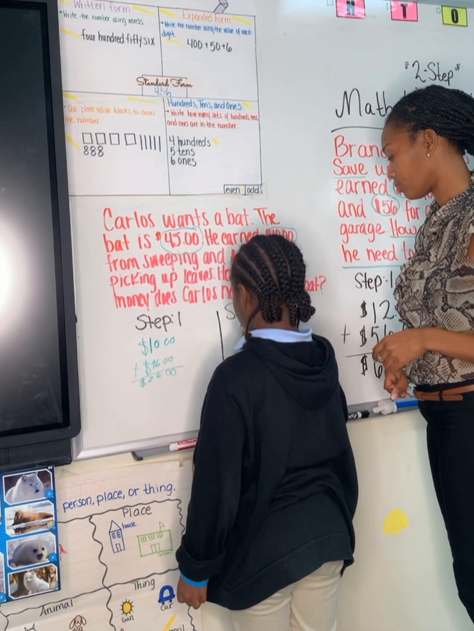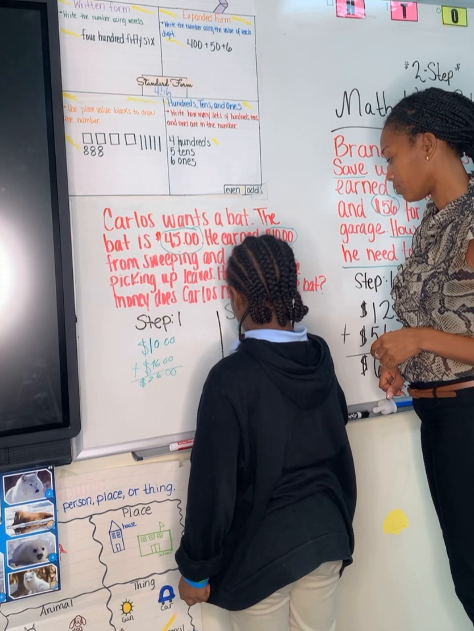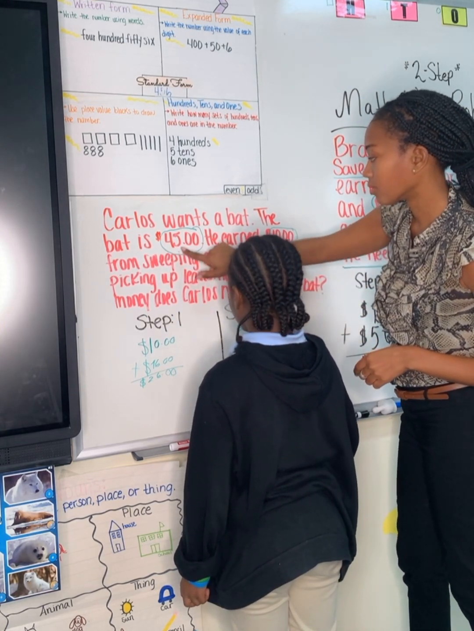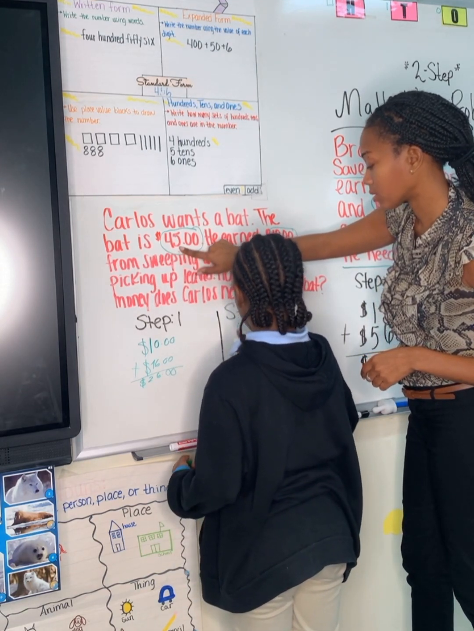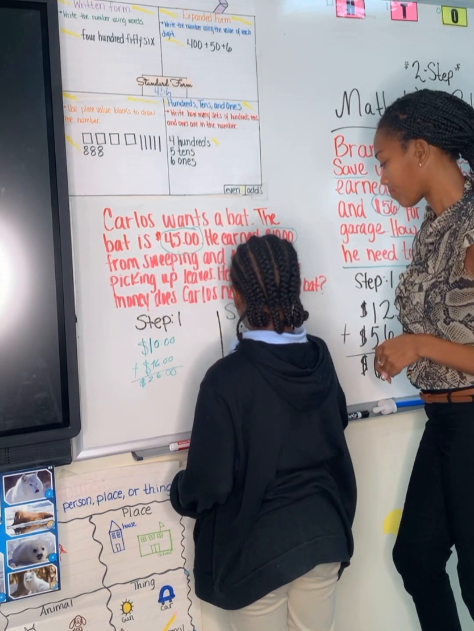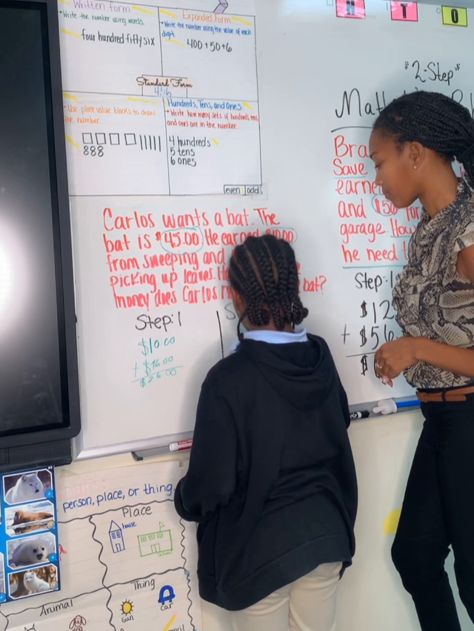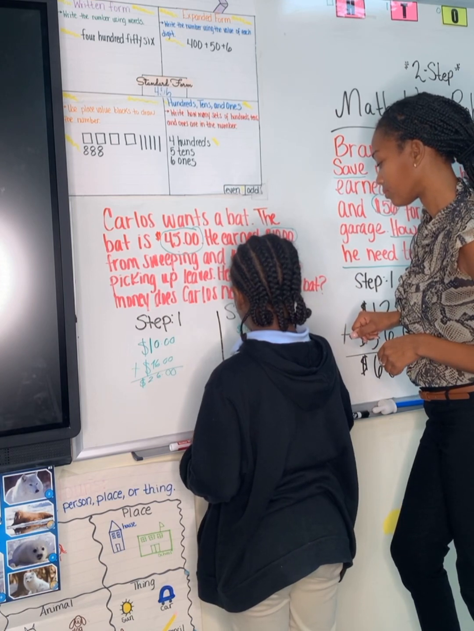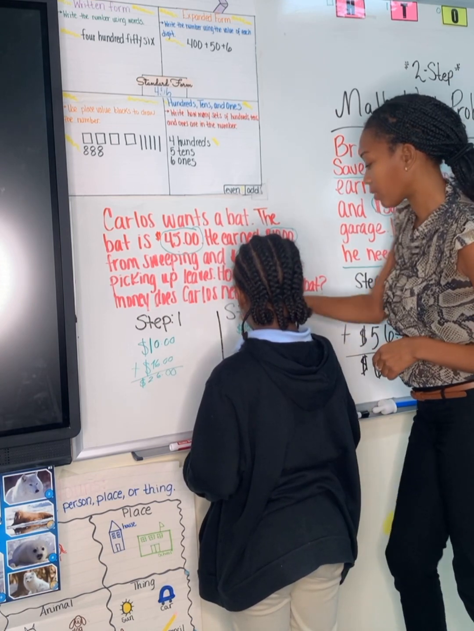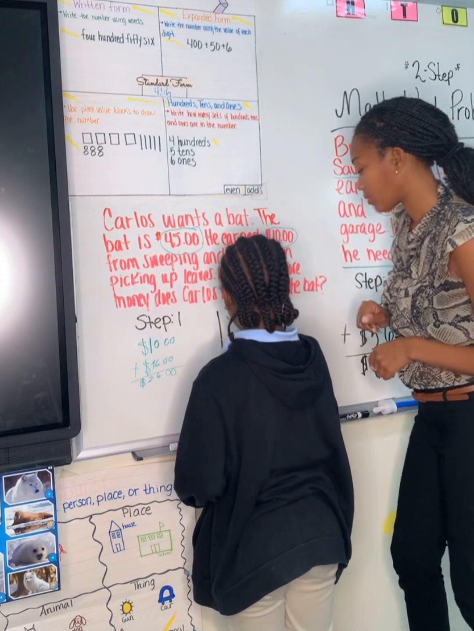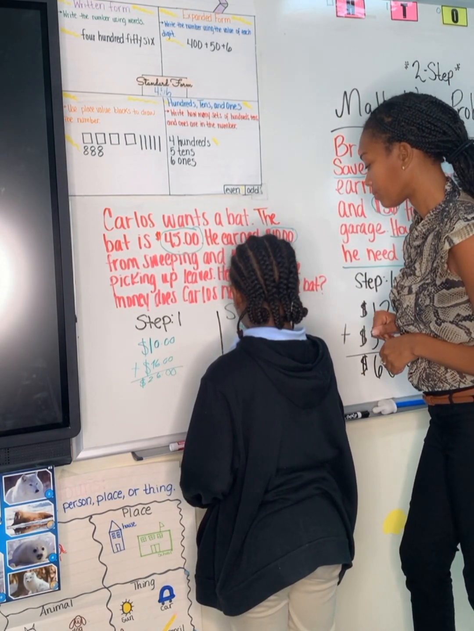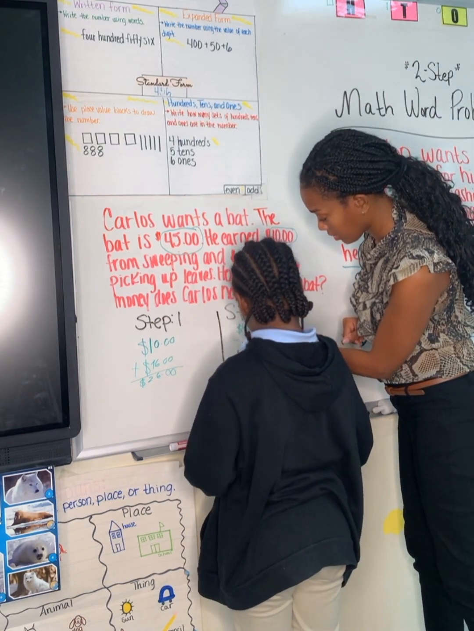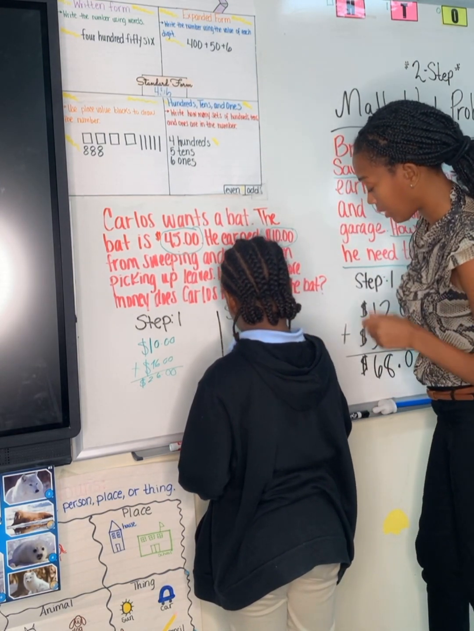Step two is we have to now look at the $45 bat that he wants, right? $45 bat that he wants. And we're gonna subtract it by what we found here. Now, is that aligned to this, or is it, see, so that's not gonna work. How to align the numbers.